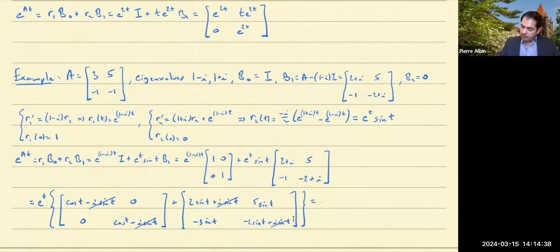And so altogether we get e to the t. And then we have cosine t plus 2 sine t, 5 sine t, minus sine t, and then cosine t minus 2 sine t. Okay, and we'll stop there and pick it up next time.